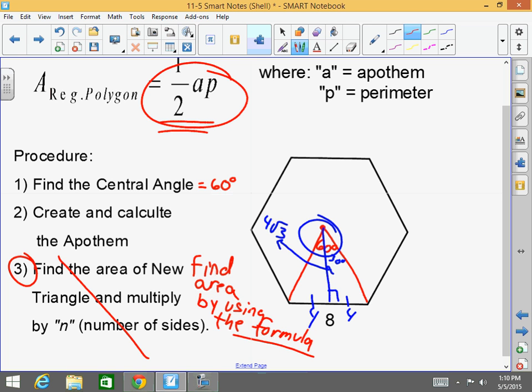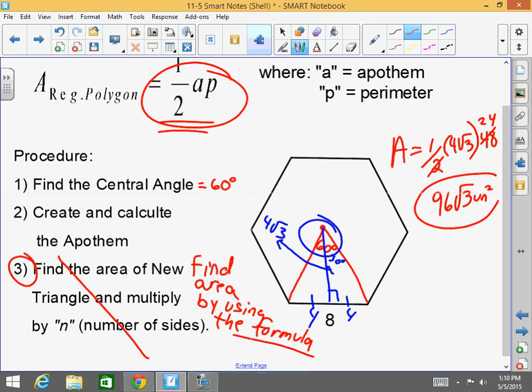Use the formula. Area equals 1/2 of apothem, which is 4 radical 3, times the perimeter, which is 8 times 6, which is 48. So divide 48 by 2, that's 24. 24 times 4 is 96. Square root of 3 units squared. And that's how you find it for any polygon. Now, it's very pretty when you have nice, beautiful central angles like 60 and 120, where you're going to get a 30, 60, 90.